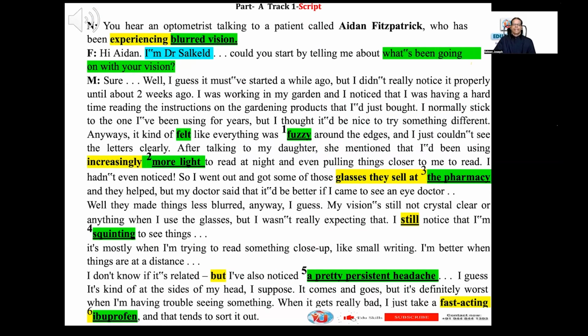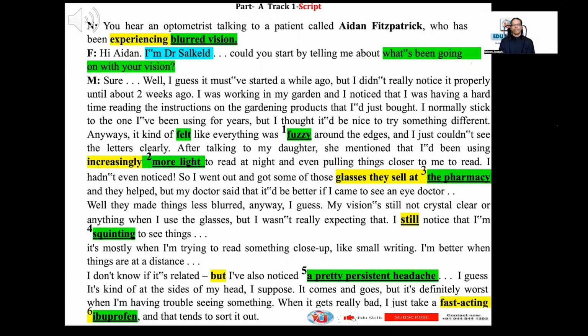Okay. See, now this is also exactly a practice for your role play card, speaking. How to start a speaking. Here you have maybe, how to start. For example, how the professional starts here. That's how you have to start, right? You have, I am Dr. Sakel. So immediately you start with the name, introducing yourself, and what's been going on with your vision.